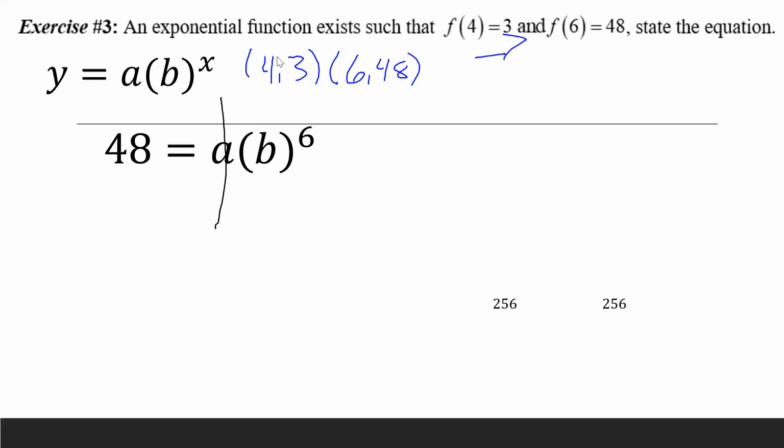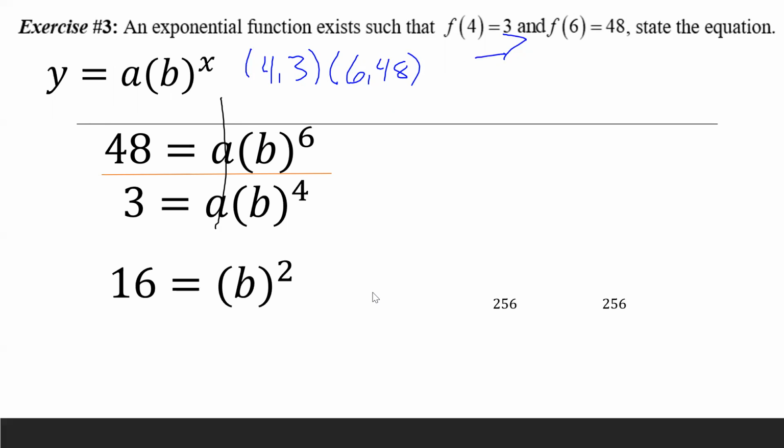When my x is 4, my y is 3, boom. Then step 2, divide your 2 equations together. 48 divided by 3, you'll get 16. The a's eliminate because a divided by a is just 1. 6 minus 4, you get 2.